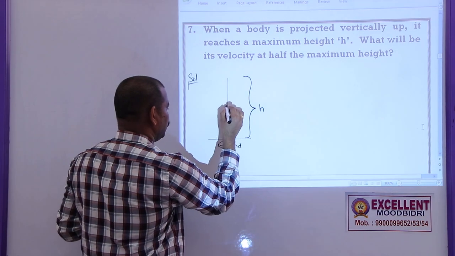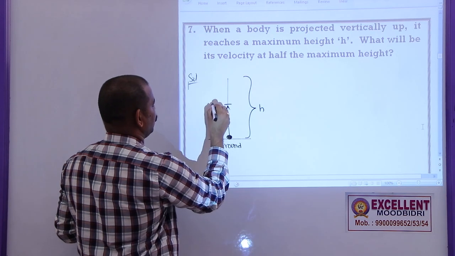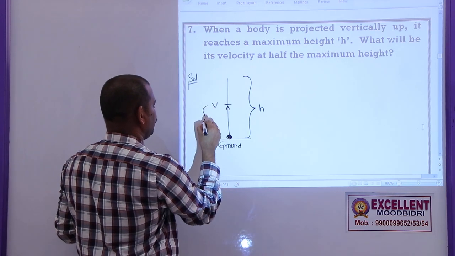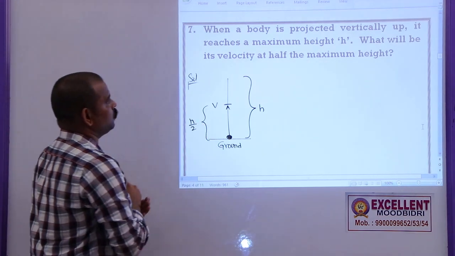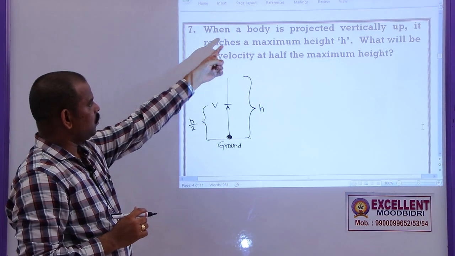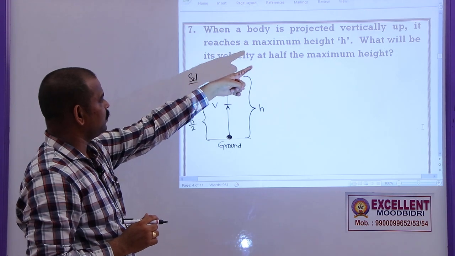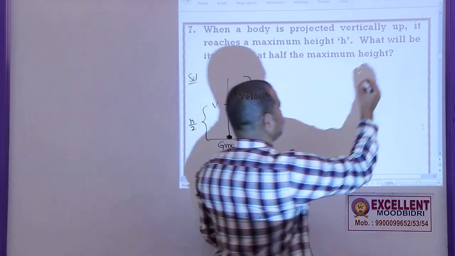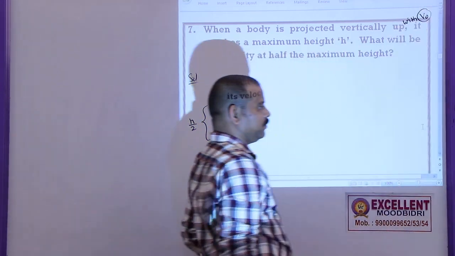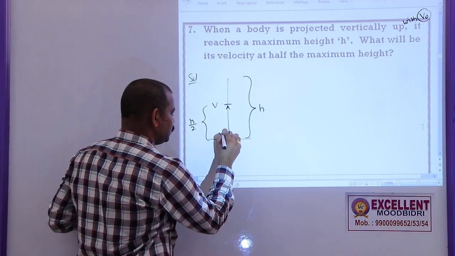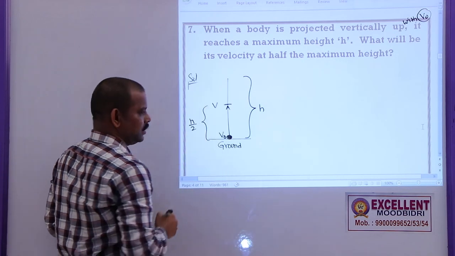Here, what is the velocity at half of the maximum height? So, this is h by 2. Now, when a body is pushed vertically up, it reaches maximum height h. But here it is projected vertically up with a velocity V naught. So, if you know this velocity, it is easy to find out this velocity.